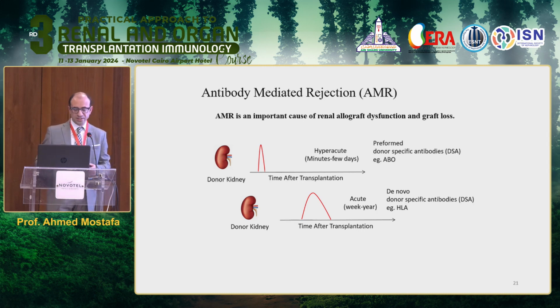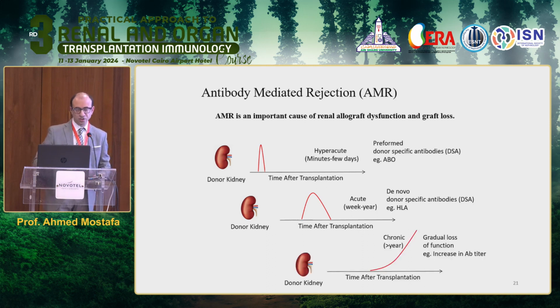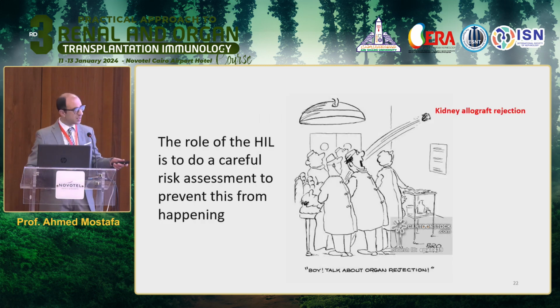The acute, this actually happened between a week and a year, and this is because of the formation of new HLA antibody. And chronic is much more common, is when the people become non-adherent to their therapy, and they're starting to lose the graft. And again, this is not what we want to see.